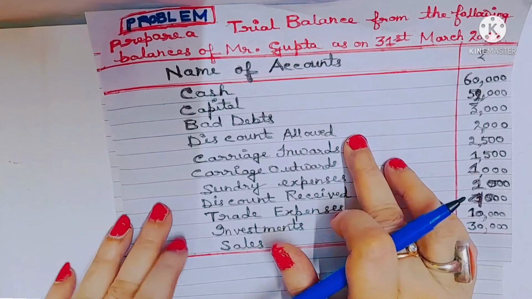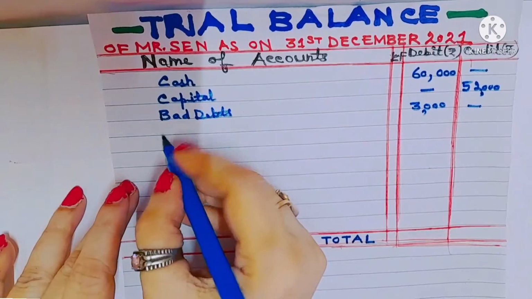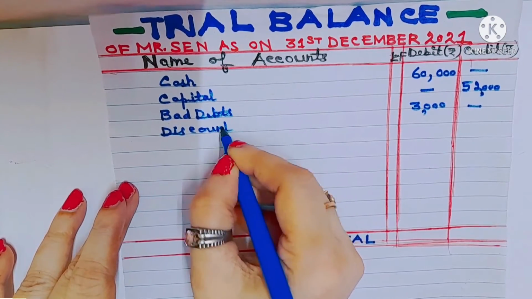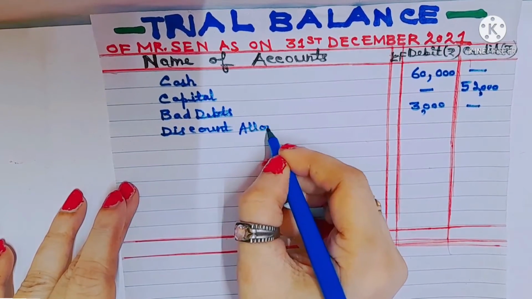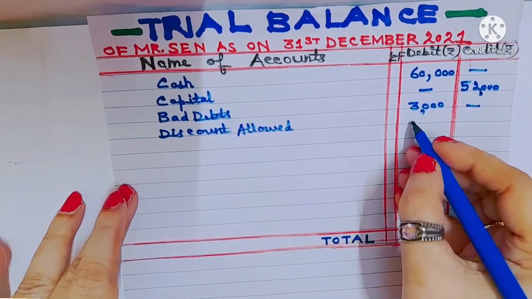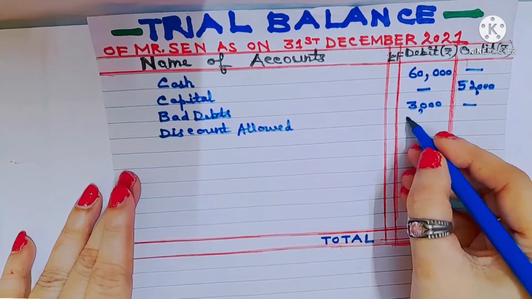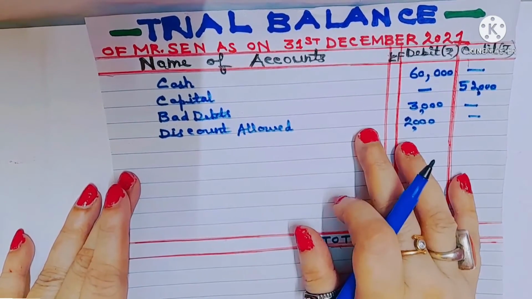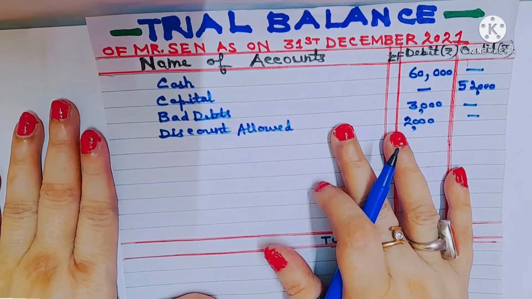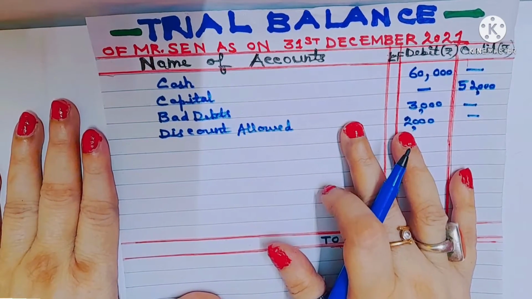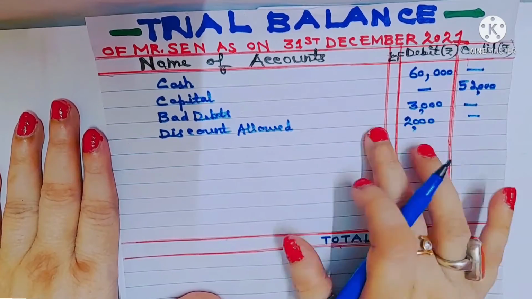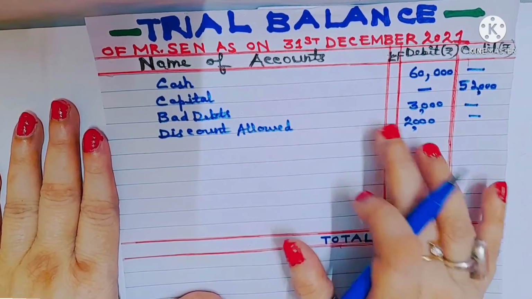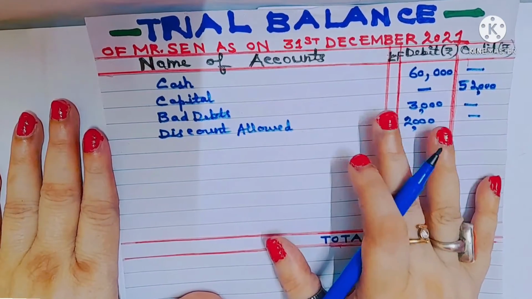Discount allowed 2,000. Let's write discount allowed. Discount allowed is a debit balance, so we'll write in the debit column. Why is discount allowed a debit balance? Because discount allowed comes under nominal account. According to nominal account, all losses and expenses are debited. So discount allowed is a loss for the business, so it will be debited. Understood? Let's see the next account.